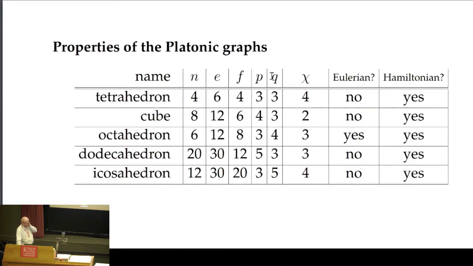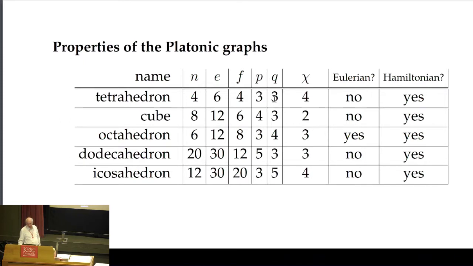And again, you swap. Q is the vertex degree. These are regular graphs, so every vertex has the same degree. So Q is the same thing as what we call delta, the maximum degree of each vertex. And you swap P and Q in the dual cases.